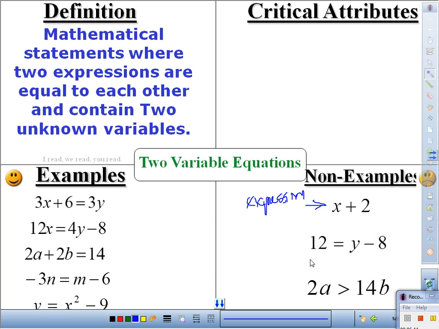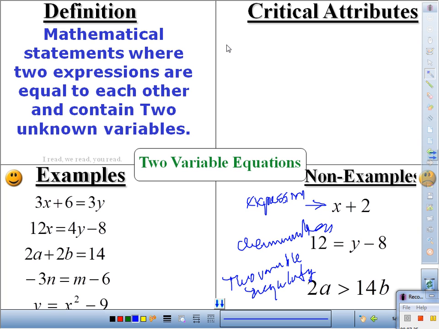Daniel, this one. Why is this not a two-variable equation? One variable. That is correct. All right. Next, this one: it's an inequality. Yes. What kind of inequality? Two variable inequality. And are we going to get to those? Yes, but not right now.